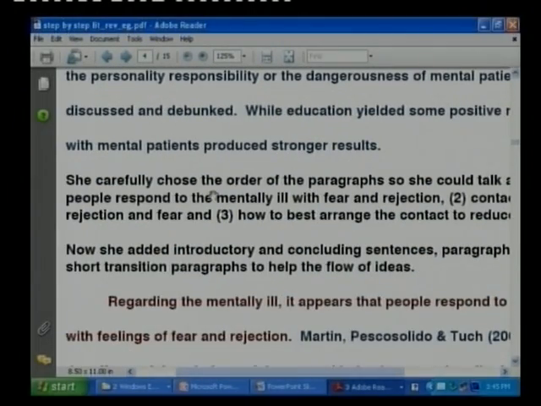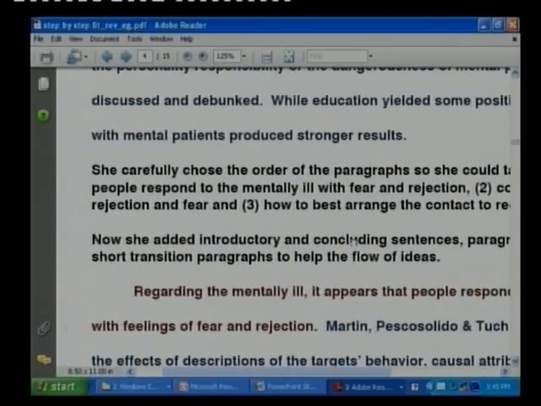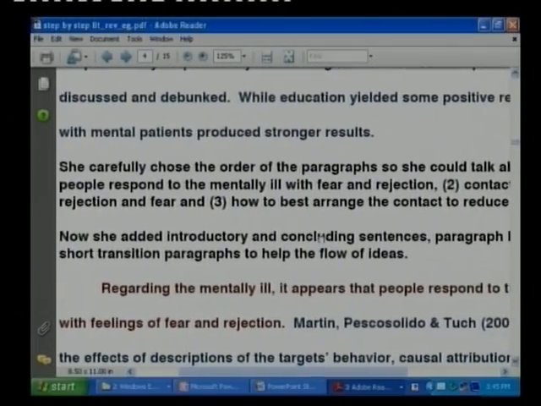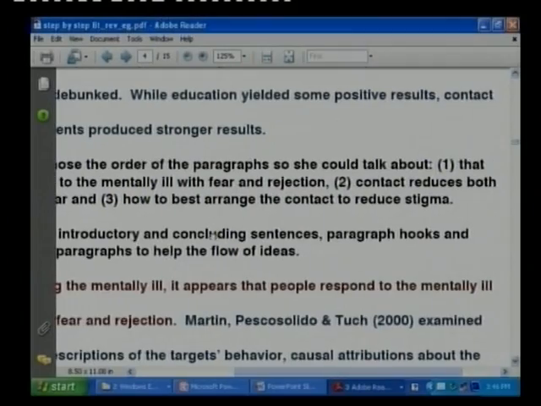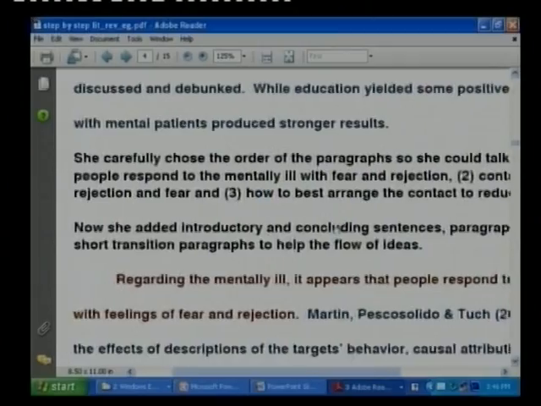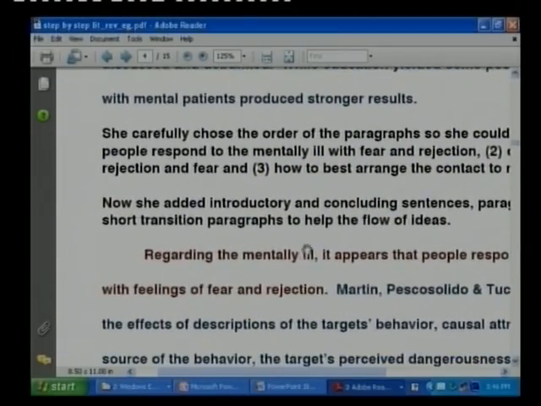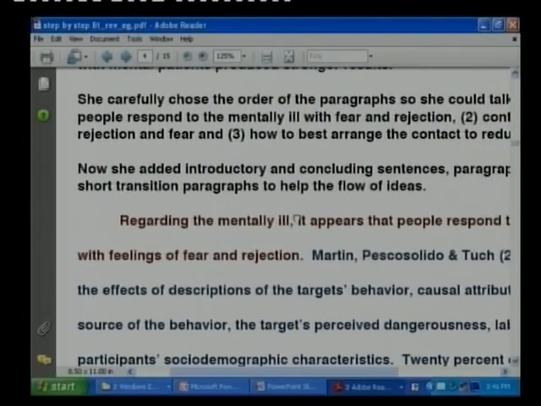Well, she carefully chose the order of the paragraphs so she could talk about the hypothesis of her research: that people respond to the mentally ill with fear and rejection. Second, contact reduces both rejection and fear. And third, how to best arrange the contact to reduce stigma. One point that we have to keep in mind here is that whatever our hypothesis is, based on our hypothesis, we have to reorganize, we have to reshuffle the entire literature review.